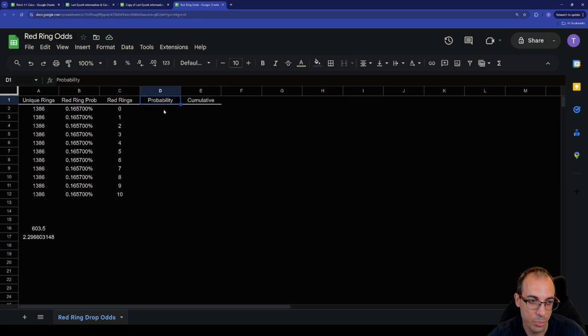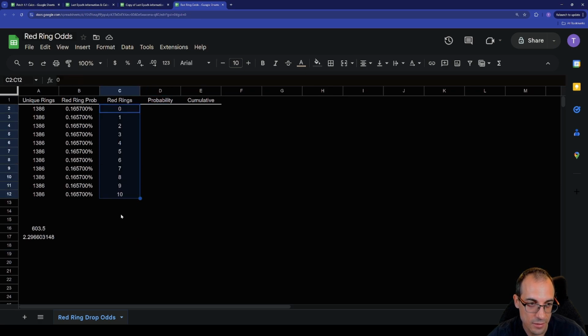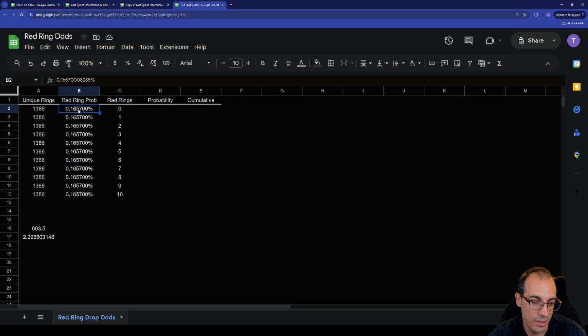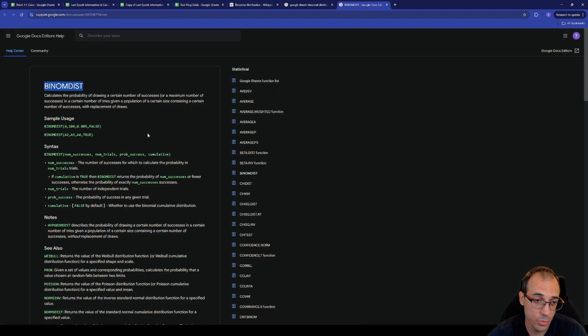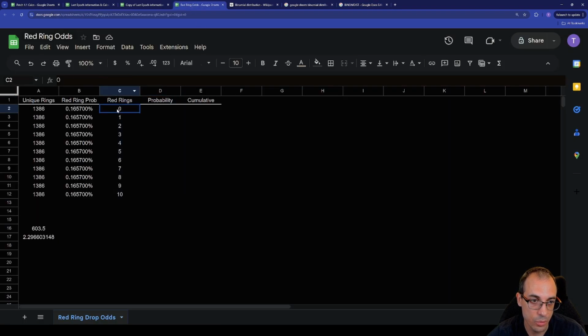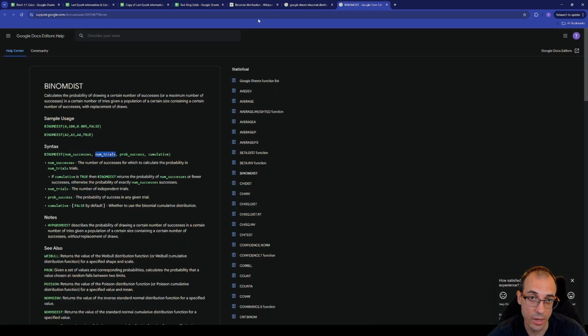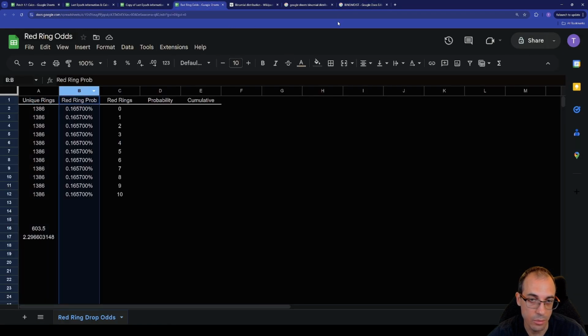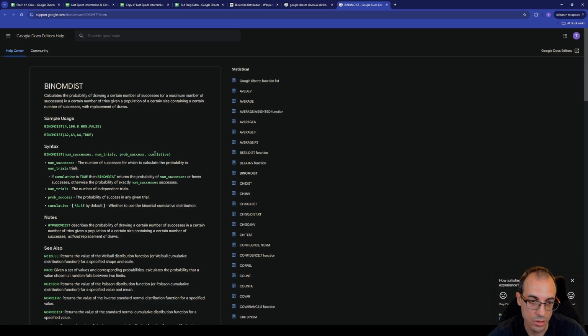In order to calculate the probability of each one of these events, we know that a red ring dropping, or really any item dropping, and it being a true or false outcome, that translates to a binomial distribution. And the binomial distribution is something easily available to us in Google Sheets. You can see you just need to specify the number of successes. So that will be column C. We are looking at 0, 1, 2, 3, or maybe let's say 4 successes. The number of trials, that is column A, and then the probability of success, and that is column B, the red ring probability of success. And this is just a Boolean on whether or not we want the cumulative distribution.